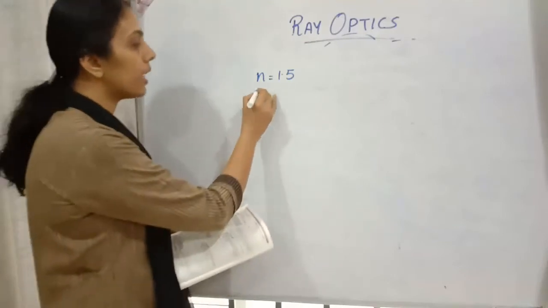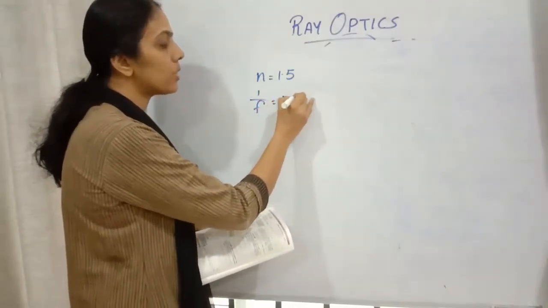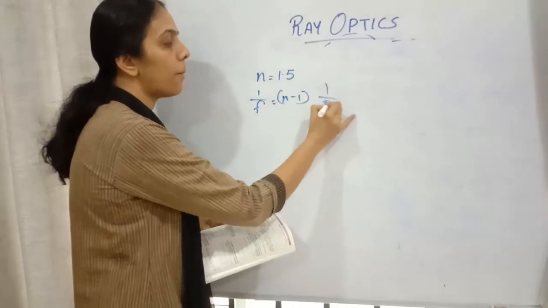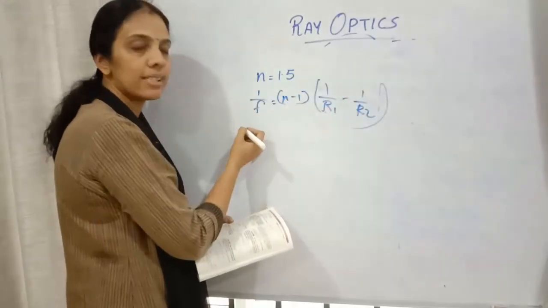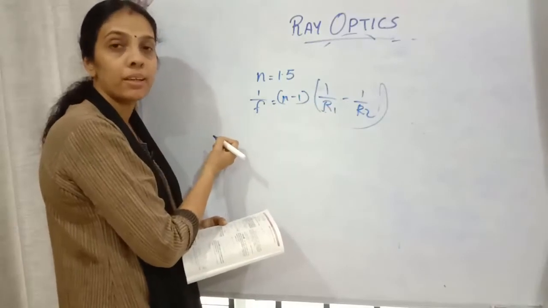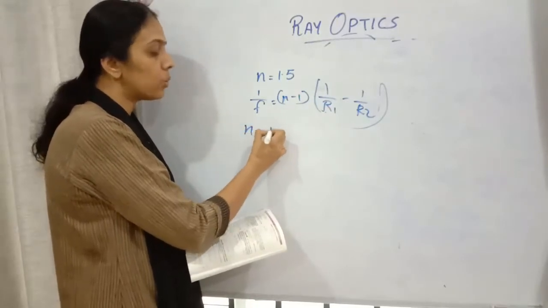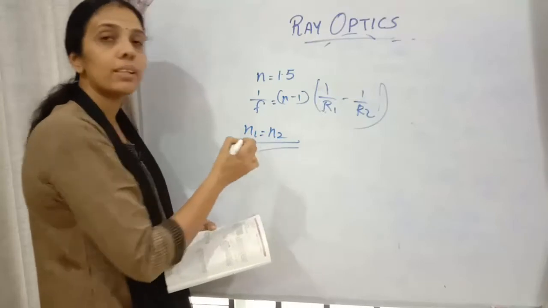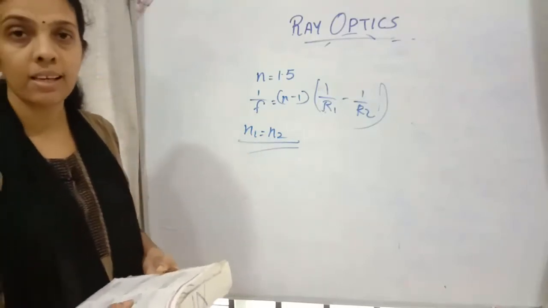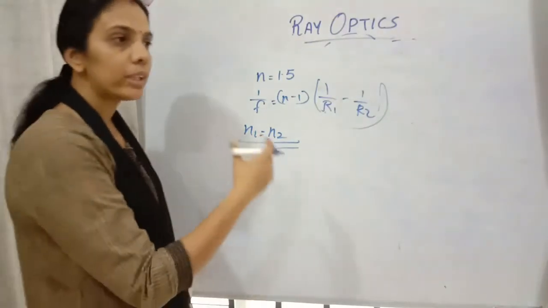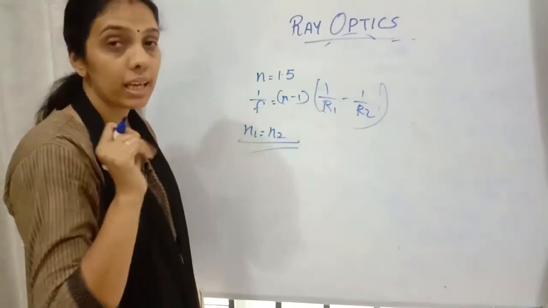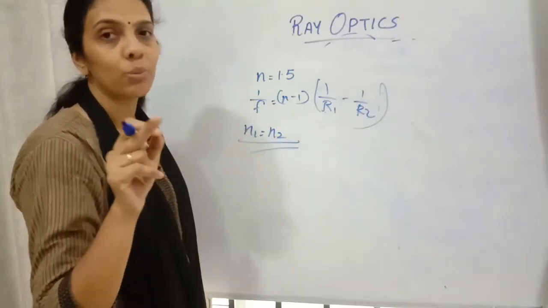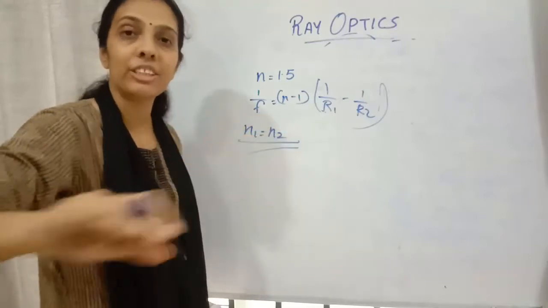We also need to find whether the liquid is water or not. We know that 1 by f equals (n minus 1) into (1 by R1 minus 1 by R2). The glass will disappear when n1 is equal to n2, when both have the same refractive index. When the glass and the liquid have the same refractive index, it acts as a plane sheet.